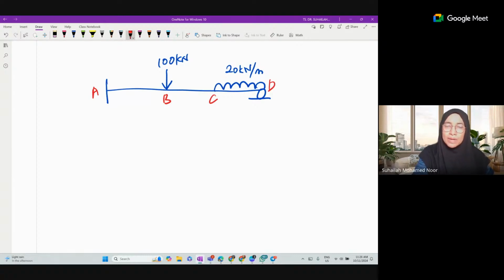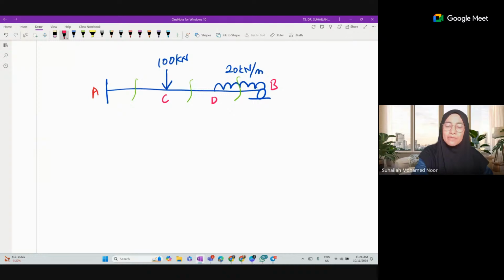Because whenever we want to write the moment equation later on, we have to have one cutting section for AB, one cutting section for BC, and one cutting section for CD. We cannot have one for AC, even though the label is not given. Let's say the label is not given, it is just like this, for example. Still, you have to put C and D, because the labeling depends on how many cutting sections we will analyze later during the moment equation process.